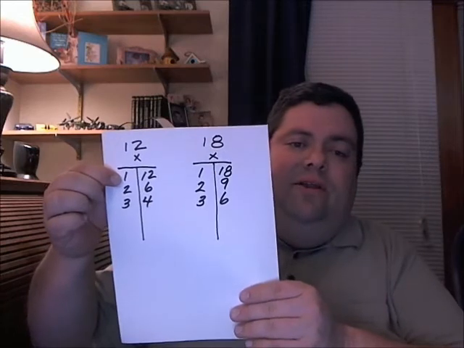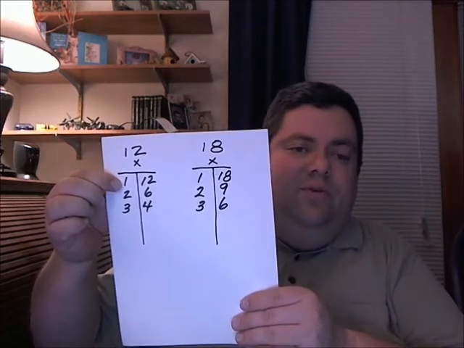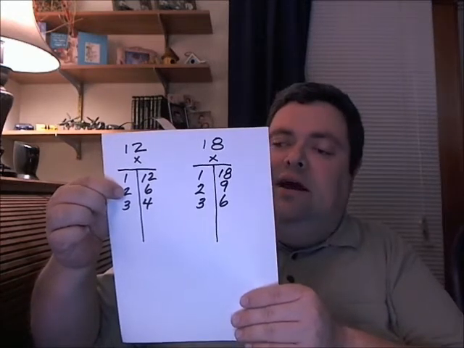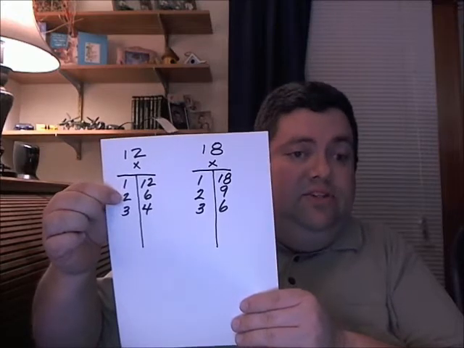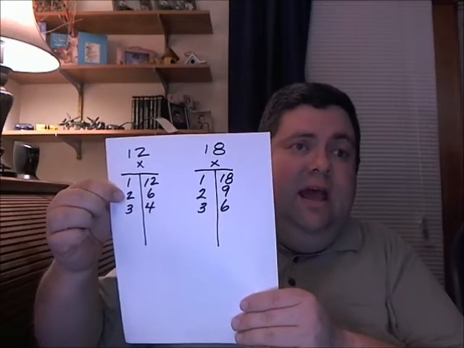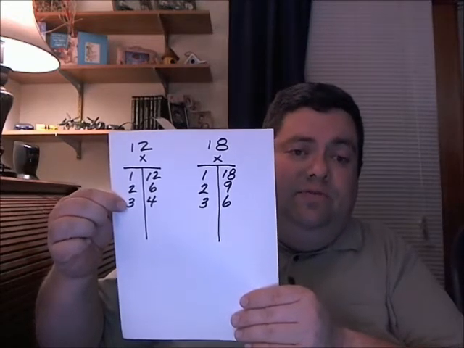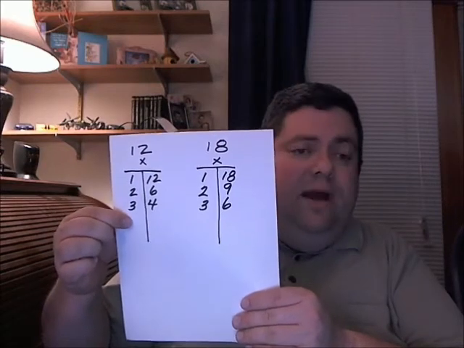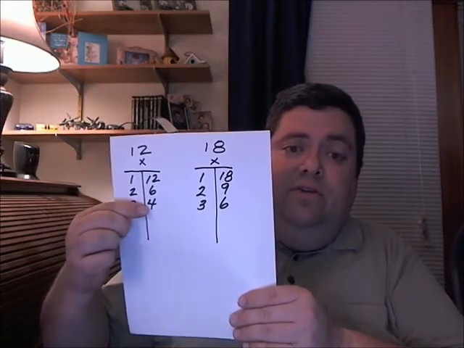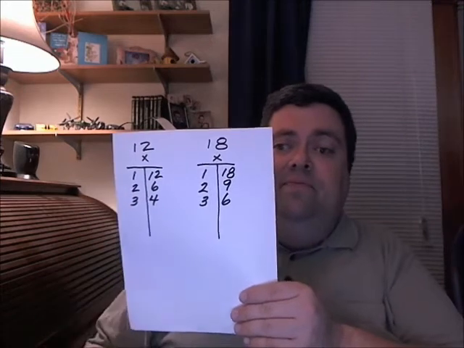What did you come up with? I came up with 1 times 12. I then tried 2. Remember, we're keeping these in order. 2 times 6. And then finally, 3 times 4. The next number I would try would be 4, but if you look, we already have 4.